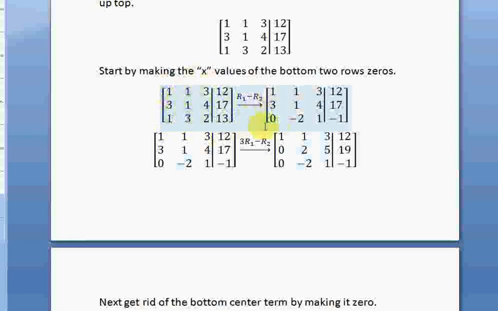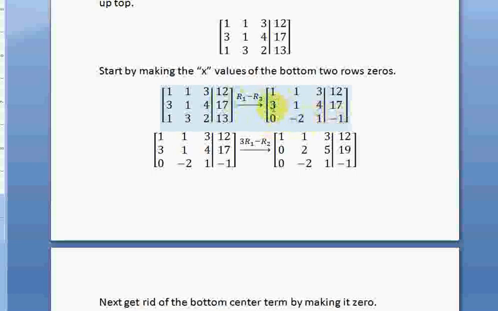1 minus 3 is negative 2. That's the new value in this part of the third row. 3 minus 2 is 1. And 12 minus 13 is negative 1. Now I've adjusted, I've changed this bottom row, and I have a 0 in this placeholder, which is what I want. Let's do the same thing for the second row.